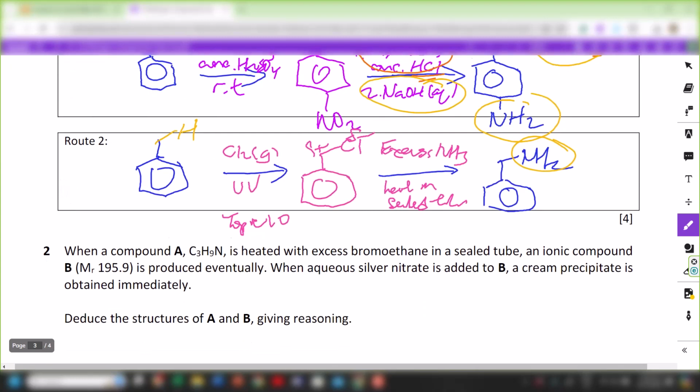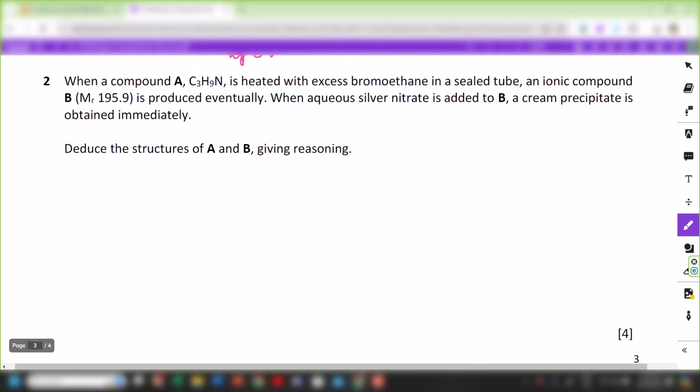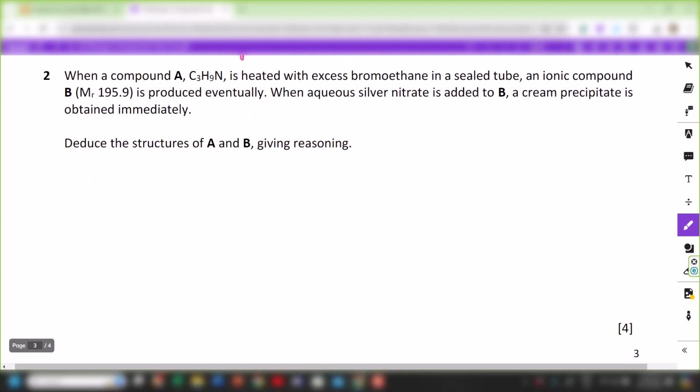Okay, so this brings us very nicely to question 2, because for question 2 we have compound A, C3H9N, heated with excess bromoethane. The keyword here is excess, because excess tells you that there might be multiple rounds of substitution, and then I get ionic compound B.